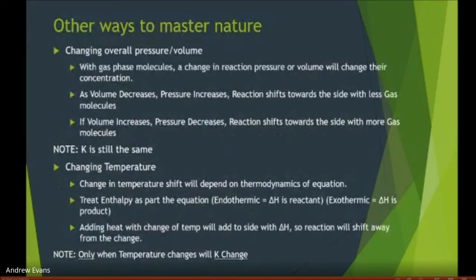Now there are two other ways to change this. One way is to change pressure and volume. This only works with gas phase molecules, but a change in pressure or volume will result in a change in their concentration. But this one is not so easy because you have to look at which side has fewer gas molecules and which side has more gas molecules. Because let's reason this out. So I'm going to go to the example of our Haber-Bosch because it's so easy and readily available.